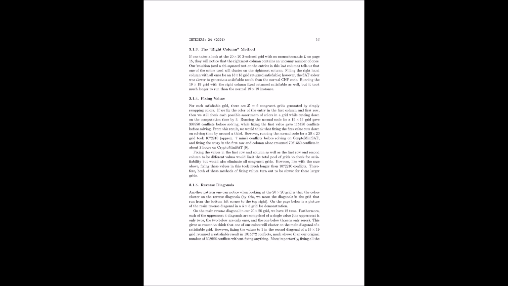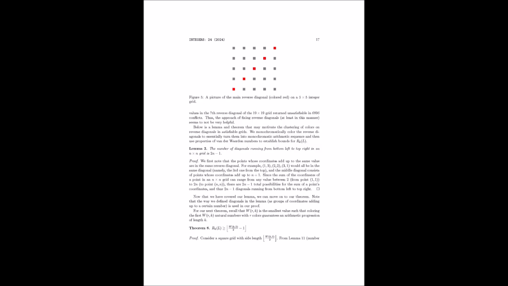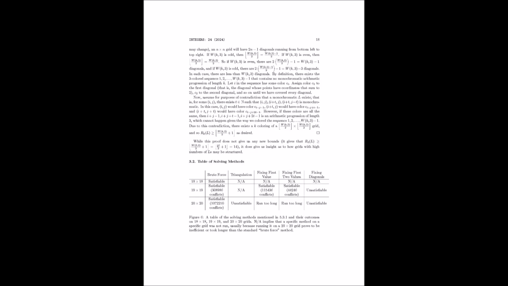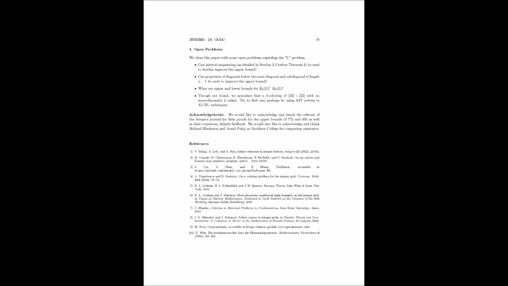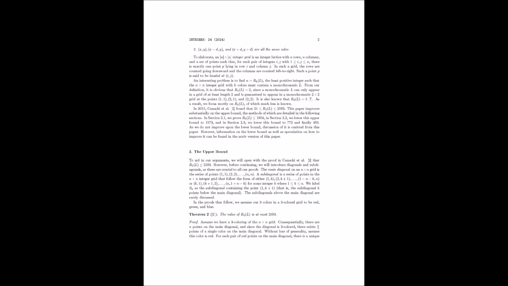Precisely. But even though they couldn't nail down that lower bound exactly, the researchers did notice some interesting patterns in those grids that managed to avoid those monochromatic Ls. Oh, what kind of patterns? One of the things they observed was that the colors tend to cluster along the reverse diagonals of the grid. Reverse diagonals, you mean like the lines that go from the bottom left corner up to the top right? Exactly. It's almost like those reverse diagonals want to be dominated by a single color in the grids that actually work. That's interesting. Is there any mathematical explanation for why that might be? Or is it just a coincidence?